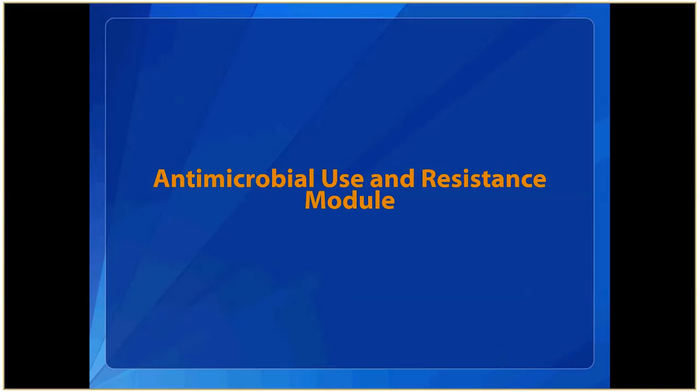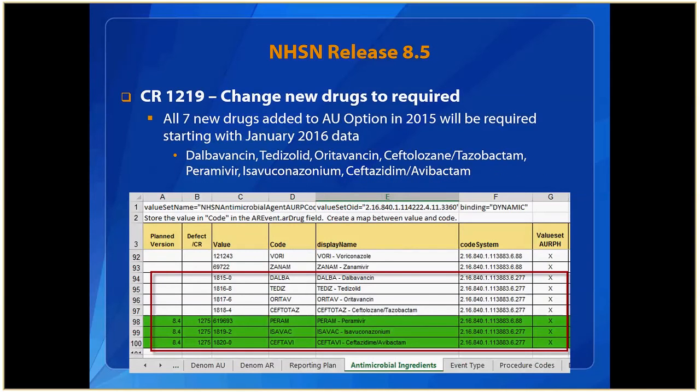So these next few slides just highlight a few of the upcoming changes to the AUR module. So for this first CR, we've added these 7 new drugs already to NHSN, and these can be submitted in your CDAs. However, in 2016, with NHSN Release 8.5, these 7 new drugs will be required for successful upload of your CDA files, starting with January 2016 data. So you can see these listed on the slide here, and they are included in your IDM.